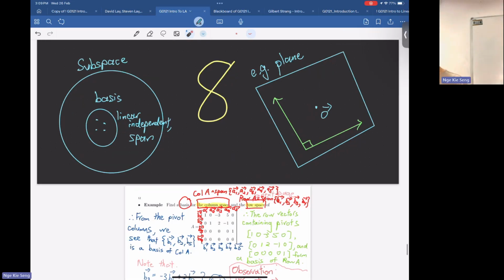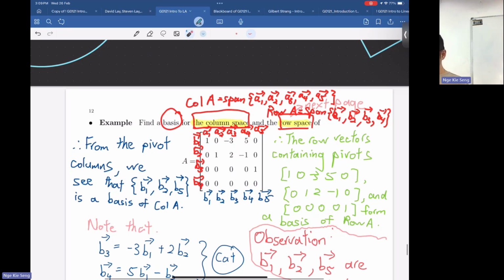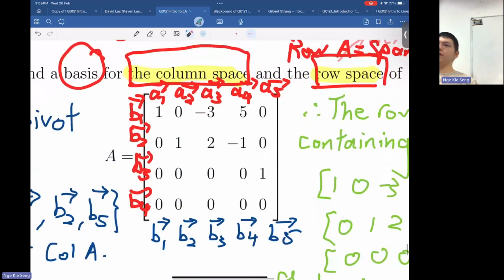Okay, so this is about the geometry. And right, so how to find a basis? Last time we had a theorem, right? How to find a basis of Col A? It comes from the pivot columns, not the pivot columns themselves. They are not equivalent. You have to pick from the original matrix.